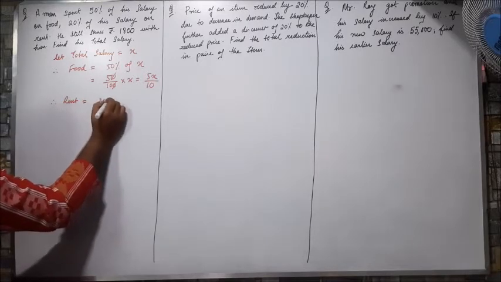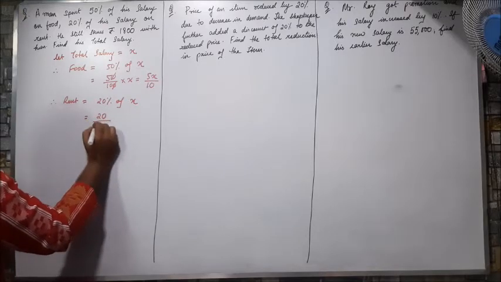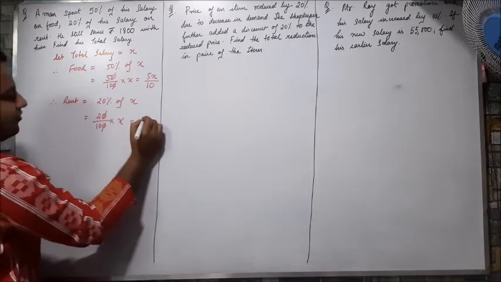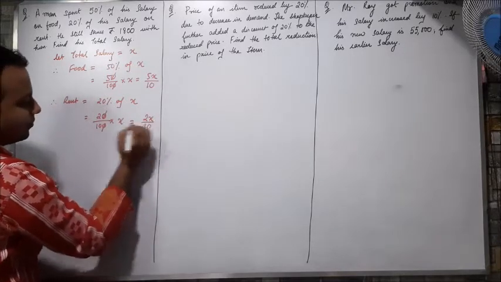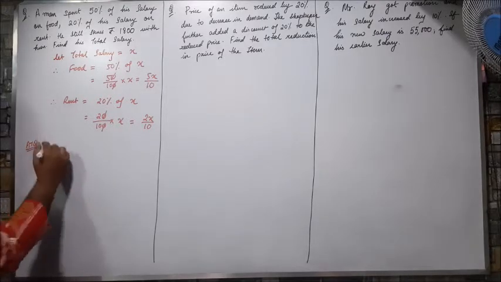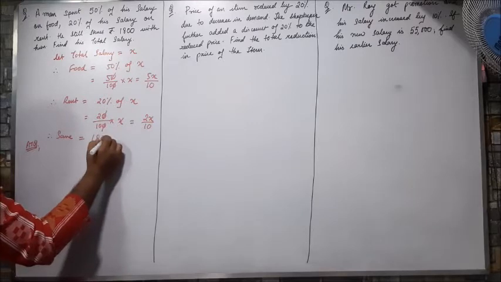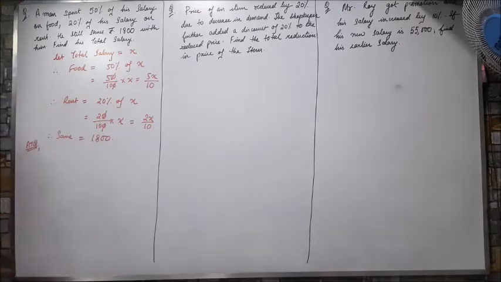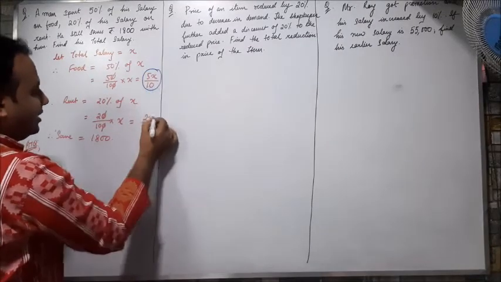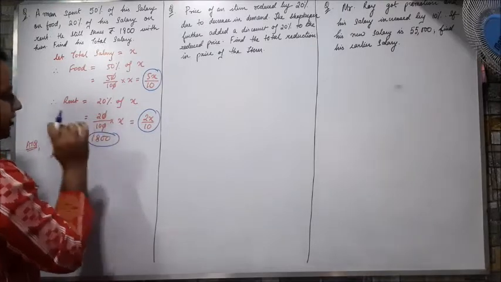It is 20% of x. That is equals to 20 by 100 into x. Leave it as it is. Don't do anything. So according to the question, he also managed to save rupees 1800. Okay, so this is the amount he spent on food, this is the amount he spent on rent, and this is the amount he finally saved.